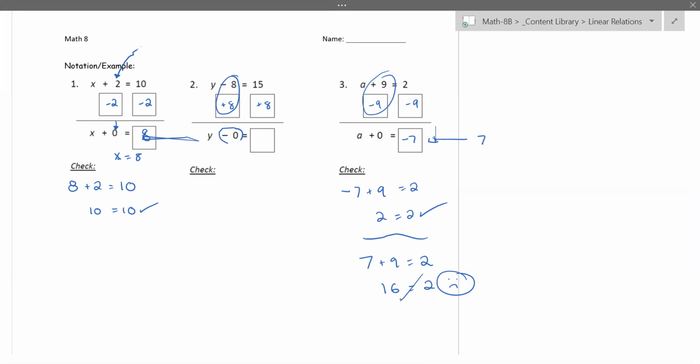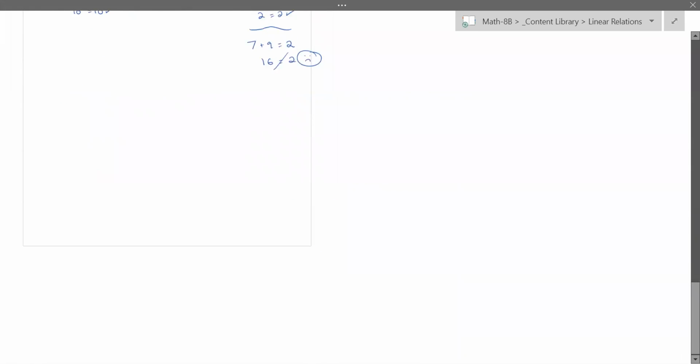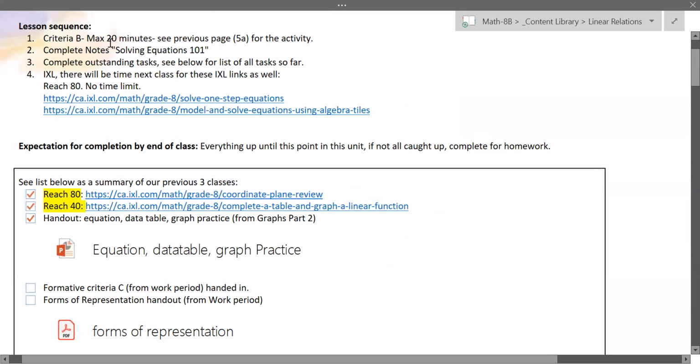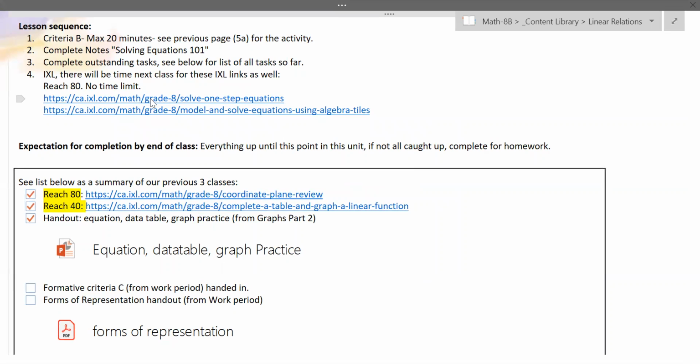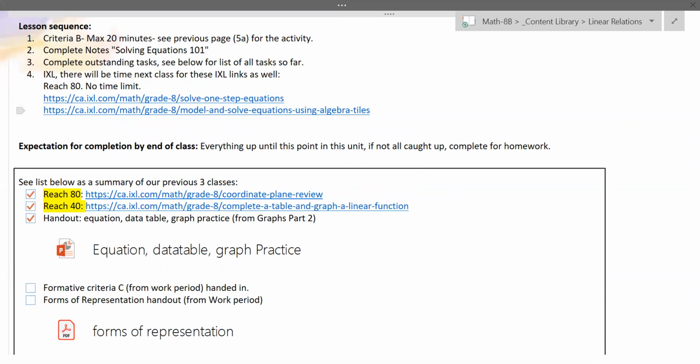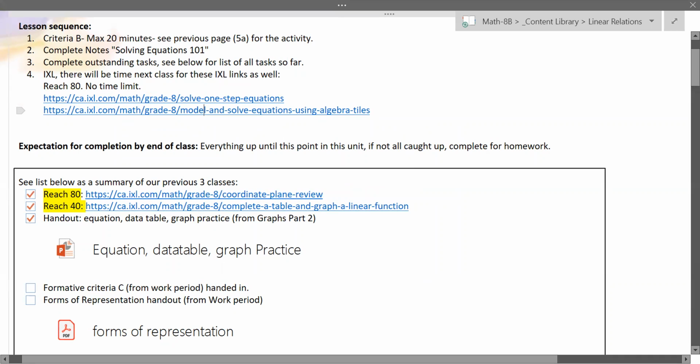Now that we've done that little bit of review, I apologize for some of the computer errors there. You're going to go back and answer these 2 IXL links. I'm just going to click on them so you can see the letters. The first one is X.6 and the second one is X.3. So I want you to complete both of those, and you're going to reach 80. X.6 and X.3. Make sure you're doing the grade 8 option.